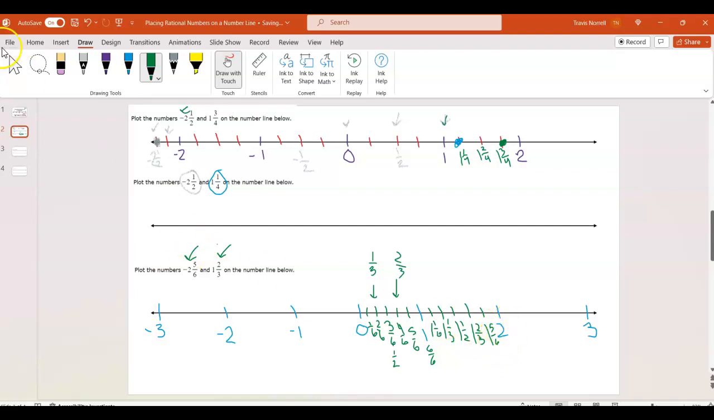And then 2 wholes. Because remember, 2/6 simplifies to 1/3, 3/6 simplifies to 1/2, 4/6 simplifies to 2/3. 1/6 and 5/6 don't simplify to anything. So if I'm looking for 1 and 2/3, there's where I put my mark.